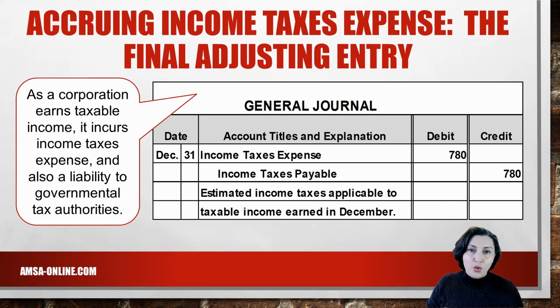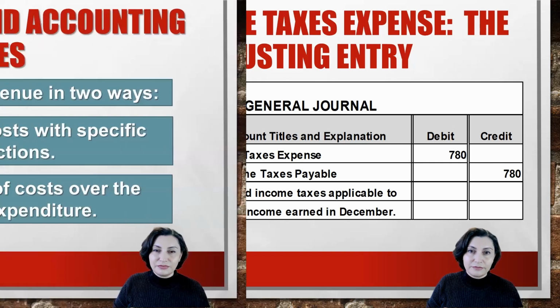We increase or debit the income tax expense account for the amount of the accrual and decrease or credit income taxes payable for the same amount. The income tax payable is a liability account and is increased by credit. In our case, the taxes due are $780. In the real world, you will most likely need to calculate and record both federal and state income taxes.